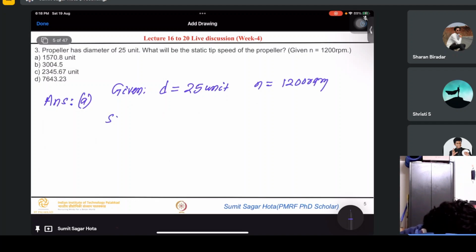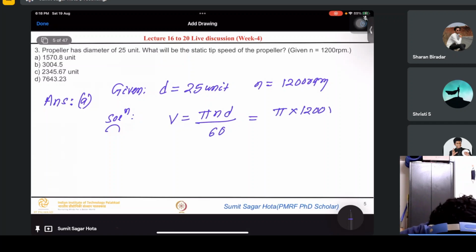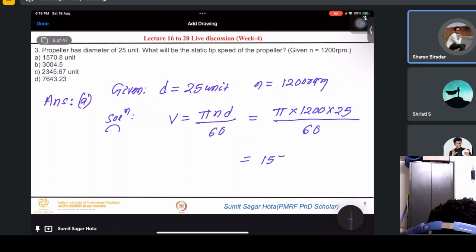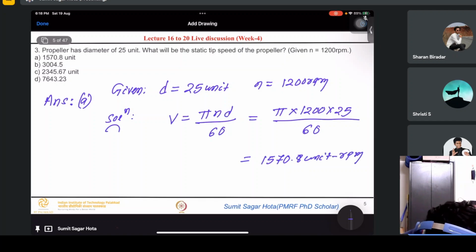Now let's go to the solution. V is equal to pi N D by 60, which is pi into 1200 into 25 divided by 60, equal to 1570.8. Here only the unit is written wrongly, but since the option is there, the answer will obviously be A.